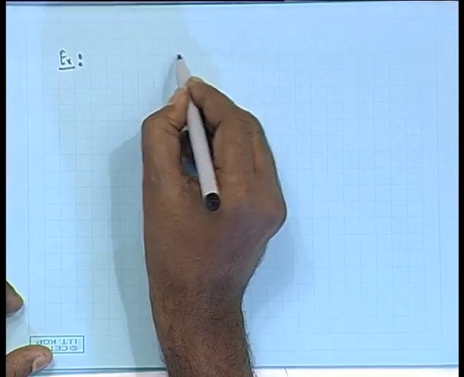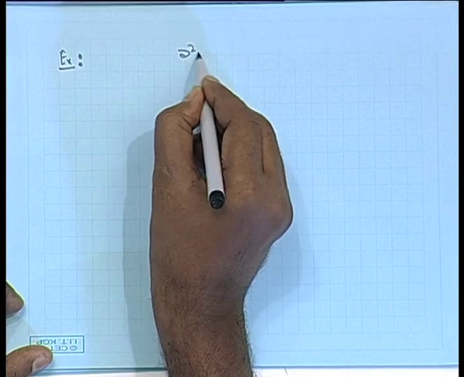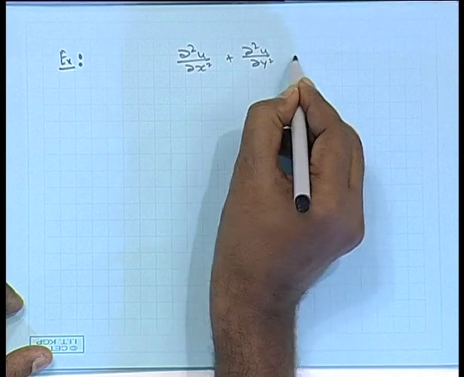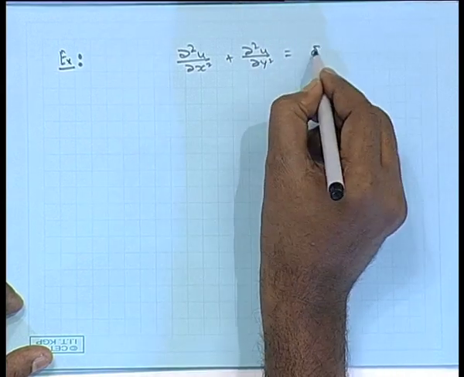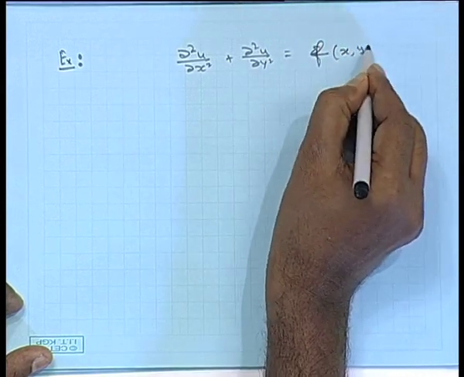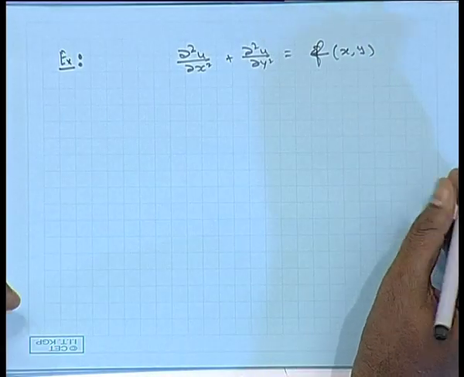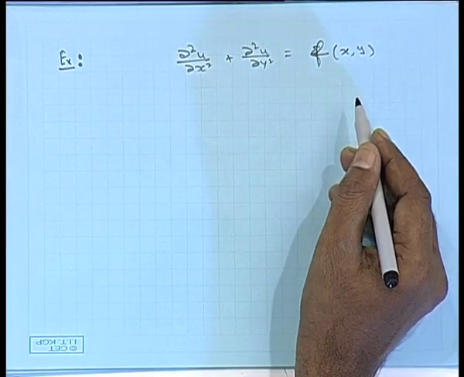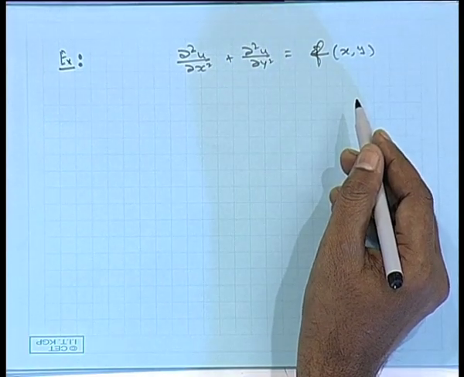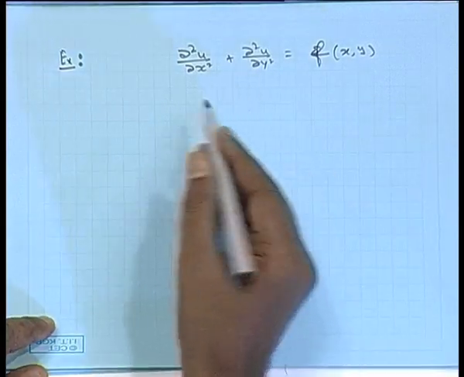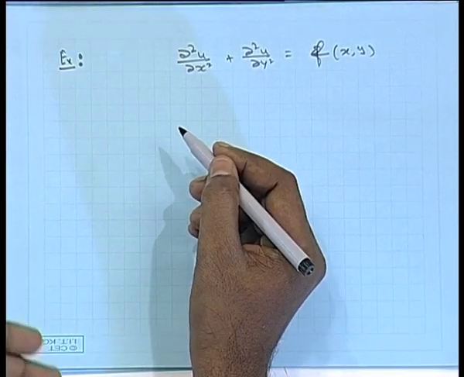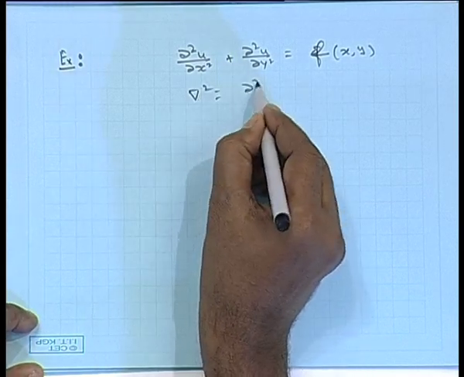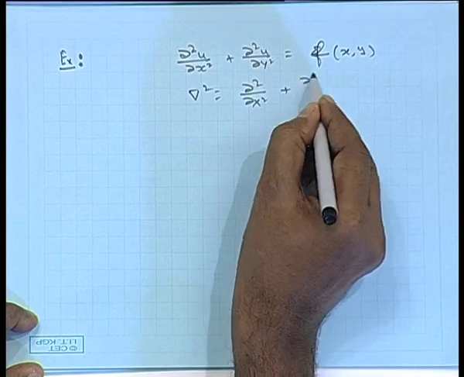Let us say we are trying to solve a problem something like this: del square u del x square plus del square u del y square is equal to, let us say, f of x and y. Okay. Then you may be having non-homogeneous boundary conditions on x and y. Okay. So, we would like to construct the causal Green's function for this operator delta square. Okay. What is delta square? Delta square is nothing but del square del x square plus del square del y square.